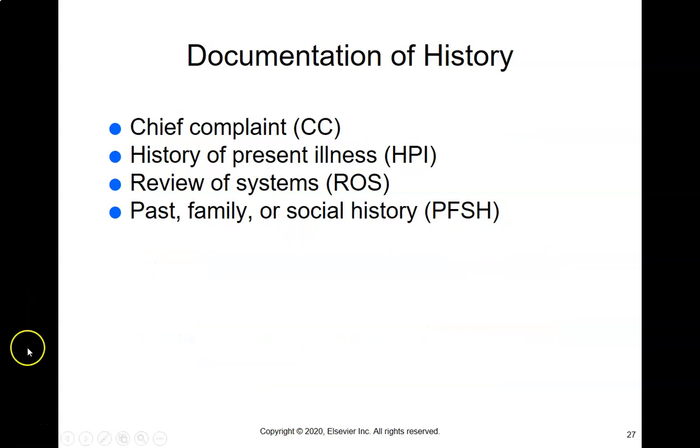Documentation of history. The extent of the history depends on the clinical judgment and the nature of the presenting problem. In your documentation of history, you'll have your chief complaint, which is the CC, history of present illness, the HPI, review of systems, the ROS, and we're talking about your body systems, such as respiratory, cardiovascular, etc. Your past, family, or social histories, the PFSH.